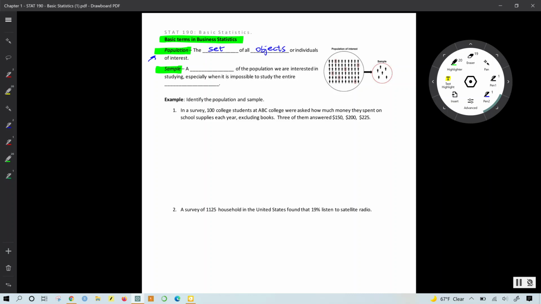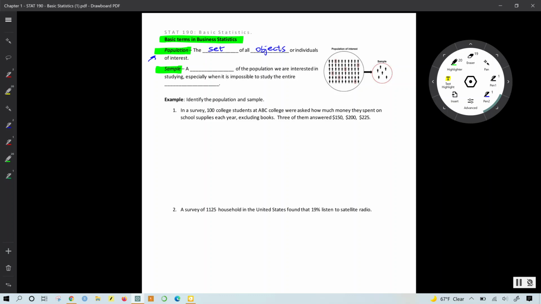So let's say we ask the question, what is the average age of a Truman State University student? Well, that question concerns all Truman State University students, and that will be the population of interest as far as answering that question is concerned.